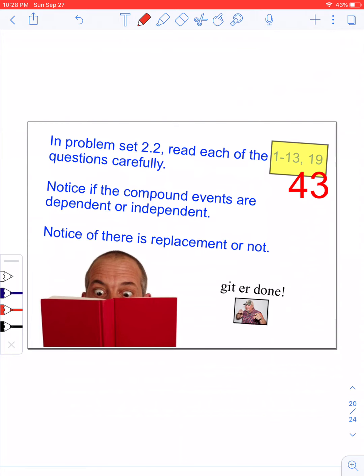Well, here's our problem set. Off you go. Problems 1 to 13 and 19, and I think it's on page 43. Again, notice if they are compound, if they're independent or dependent, and notice if there's replacement or not. Okay? Best of luck as you do these problems.